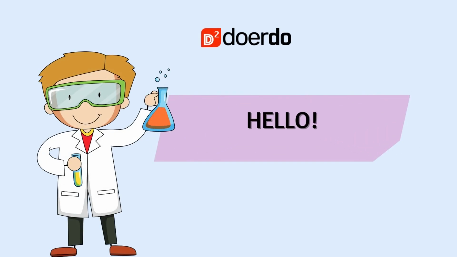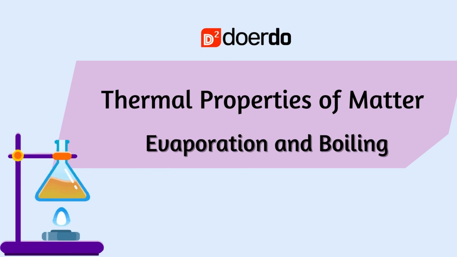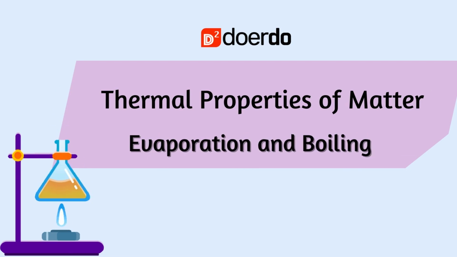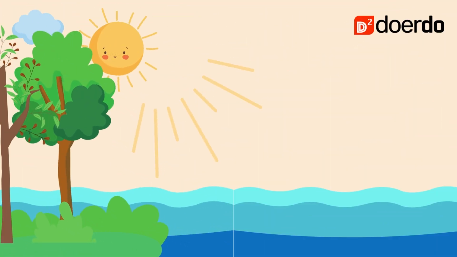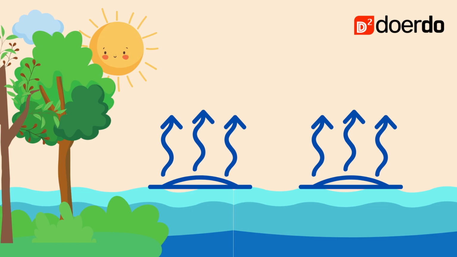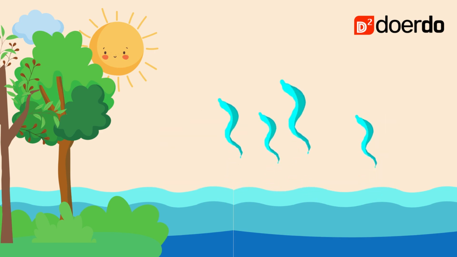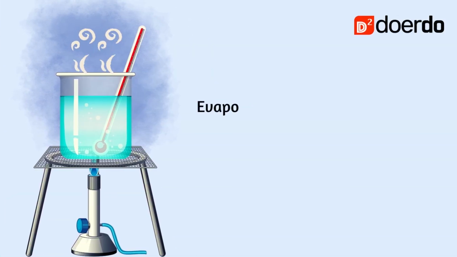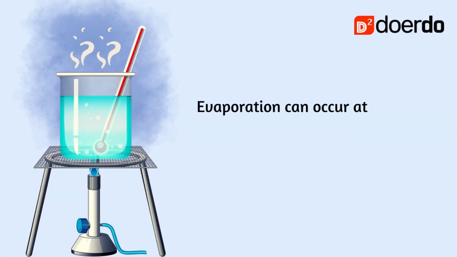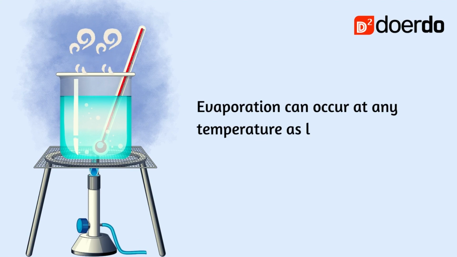Hello everyone! Here we will discuss evaporation, boiling, and the difference between them. Evaporation is the process in which the molecules at the surface of a liquid gain sufficient energy to overcome the attractive intermolecular forces and escape into the surroundings in the form of gas. Evaporation can occur at any temperature as long as the substance is in liquid form.